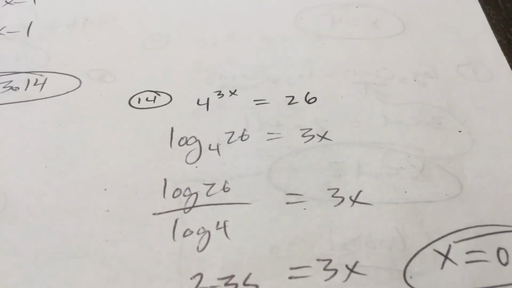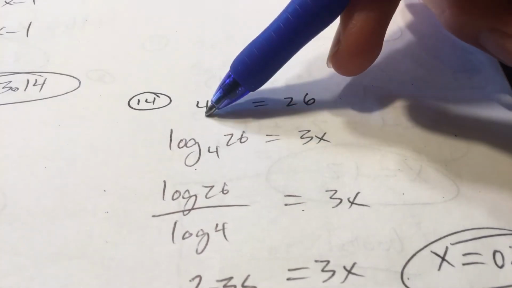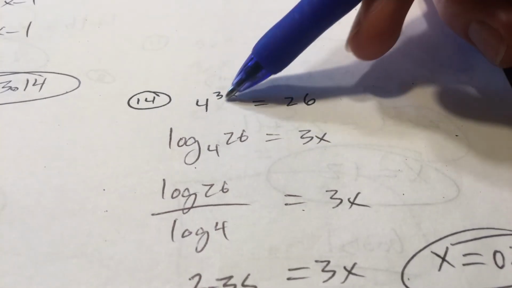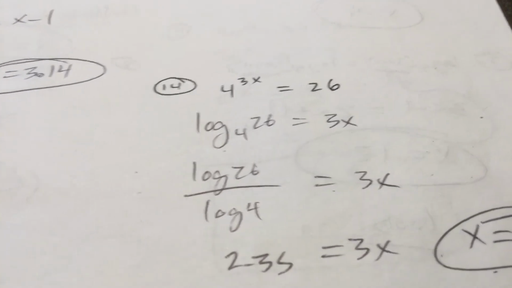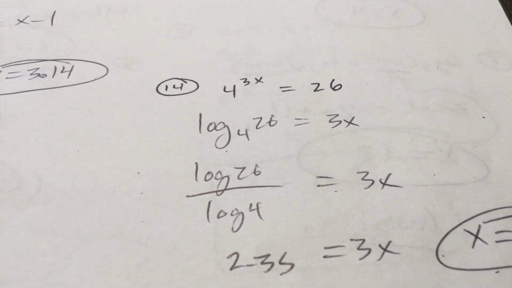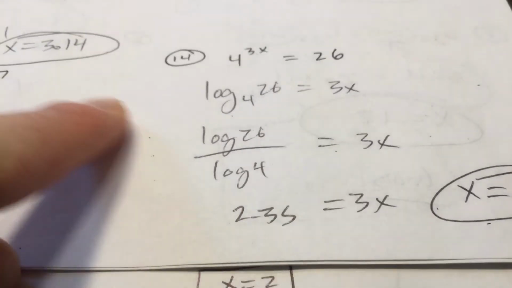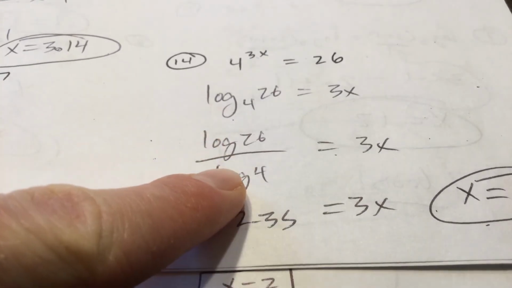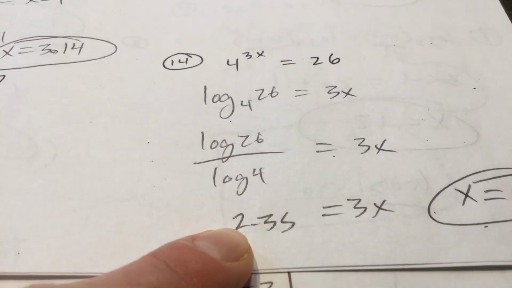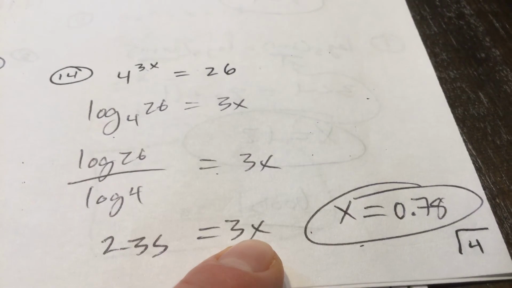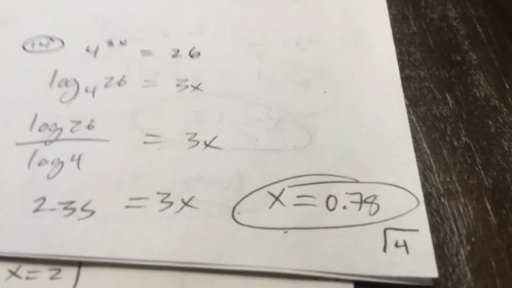And here's how we handle it. Log base 4 of my answer 26 is equal to my exponent 3x. Log 26 divided by log of 4 equals 3x. Again, log of 26 divided by log of 4 is 2.35, just rounded to 2 decimals, and that's equal to 3x, so divide both sides by 3, 0.78. All right.